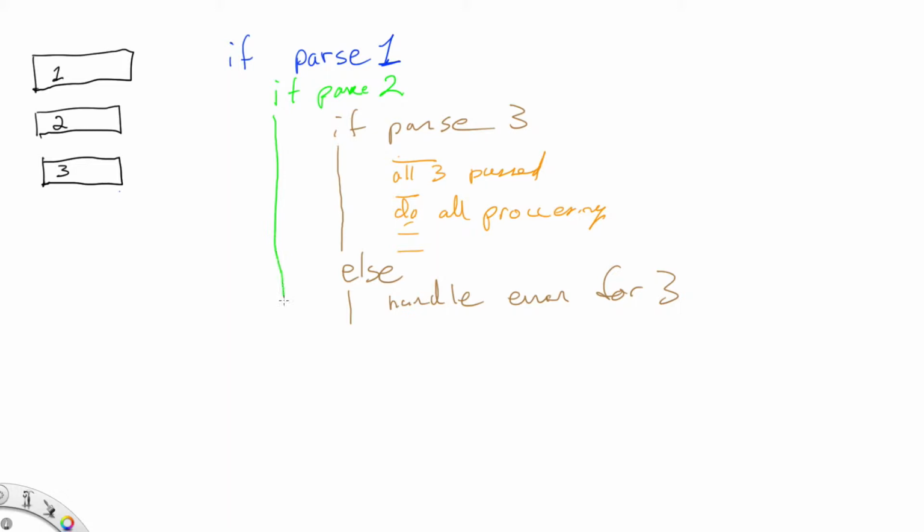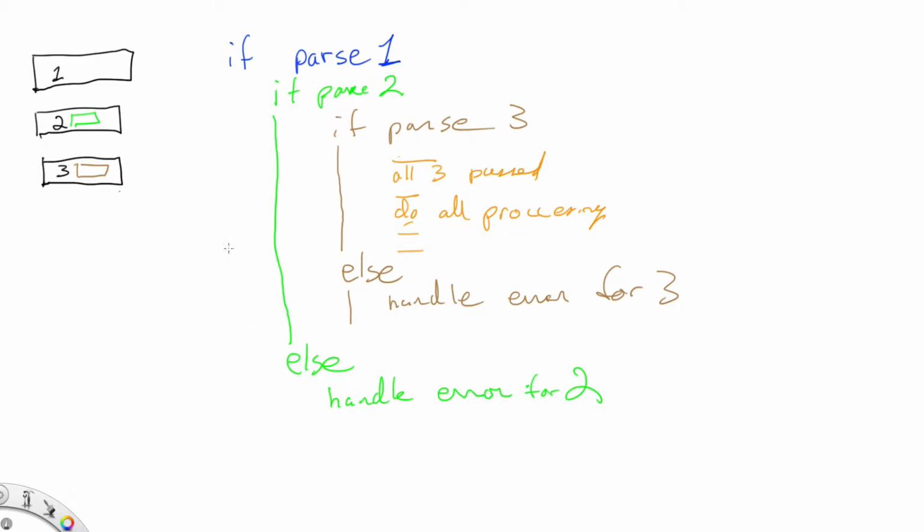Okay, and I come down and I do the matching else for parse2. So if parse2 is successful, I went on and did this stuff. If it failed, then I'm in this else clause, which means I have to handle error for the second field, for 2, right? This is 2 is the green, 3 is the brown if statement.